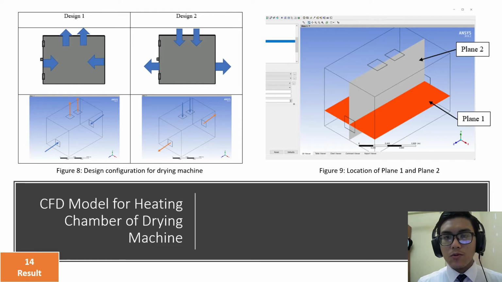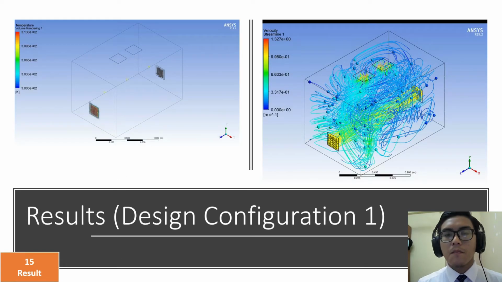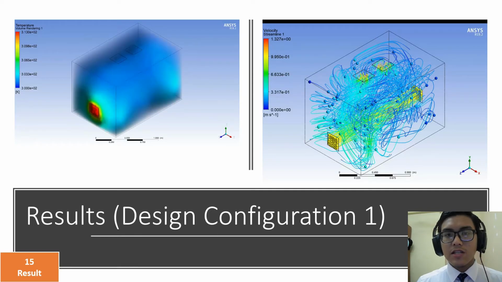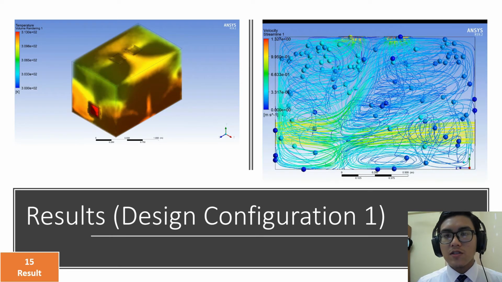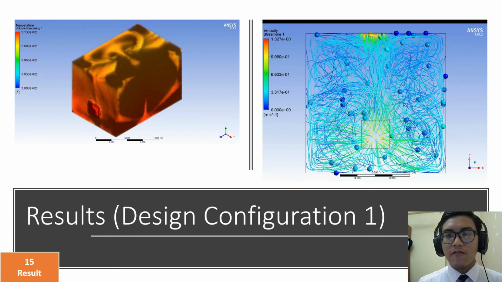Plane 1 and plane 2 are located at the location of the sludge to get the most precise reading of temperature and air velocity throughout the drying process. These are the simulation videos for design configuration 1. On the left side is the simulation of heat distribution inside the heating chamber, and on the right side is the video of velocity streamline for design configuration 1.